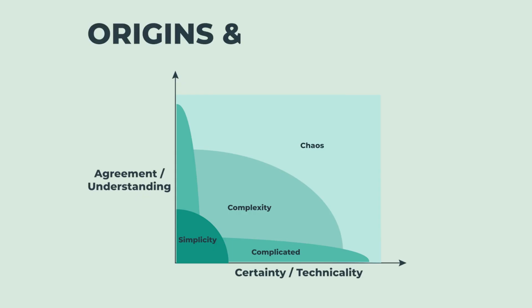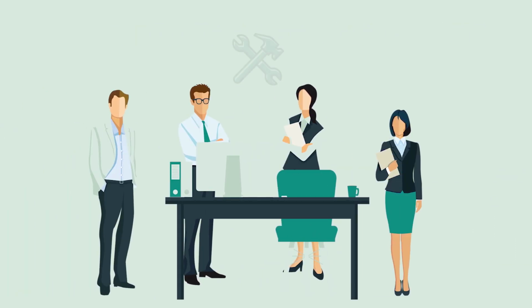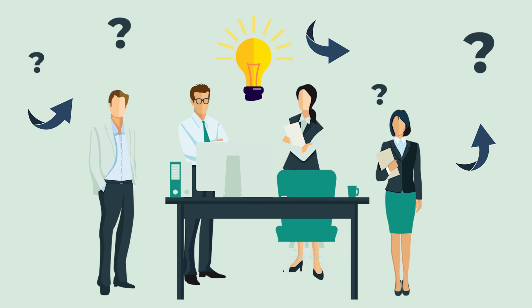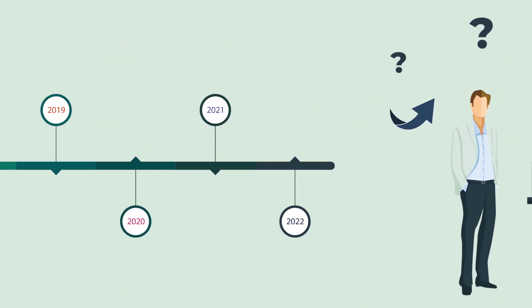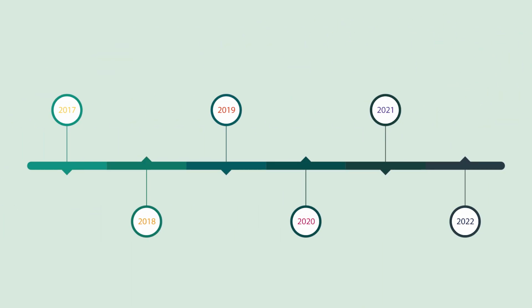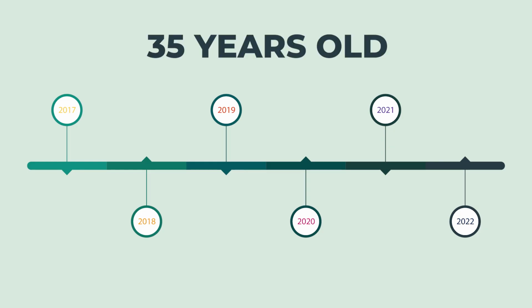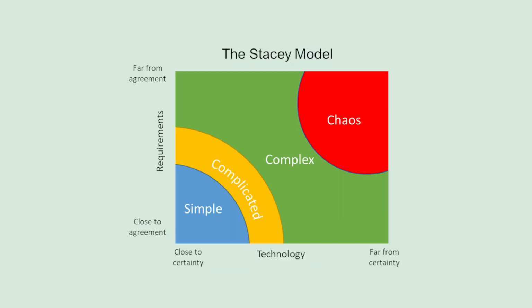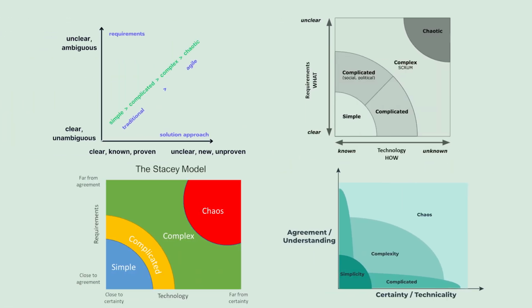Let's start with its origin and definition. STACEY'S matrix is a tool used to shed light on decision-making for companies in complex situations. The matrix dates back to the 90s. It is 35 years old, so it's only natural that it has changed over time. Several interpretations have been made out of it over the years.